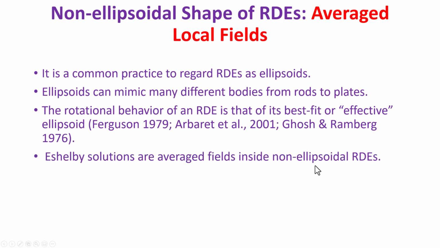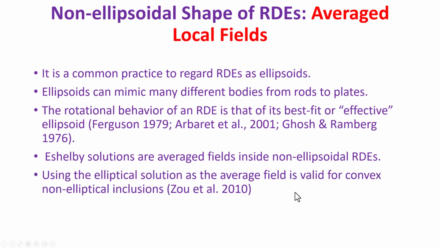When the RDEs are non-ellipsoidal, the partitioned fields in the RDEs are not uniform. However, the Eshelby solutions can be regarded as the averaged field inside them. There is a theoretical investigation in 2 dimensions which has confirmed that using the Eshelby solutions as the average field is valid as long as the non-ellipsoidal inclusions are convex in shape. So we have to be mindful, of course, if the RDE is far away from ellipsoidal shape, particularly when the RDEs are really non-convex.